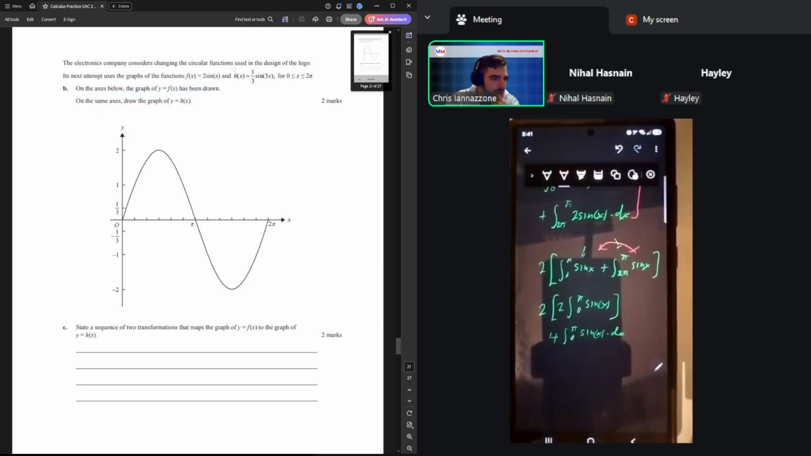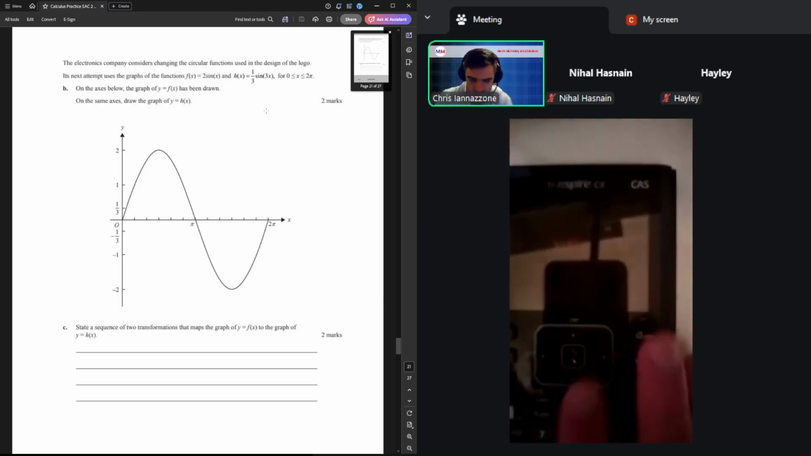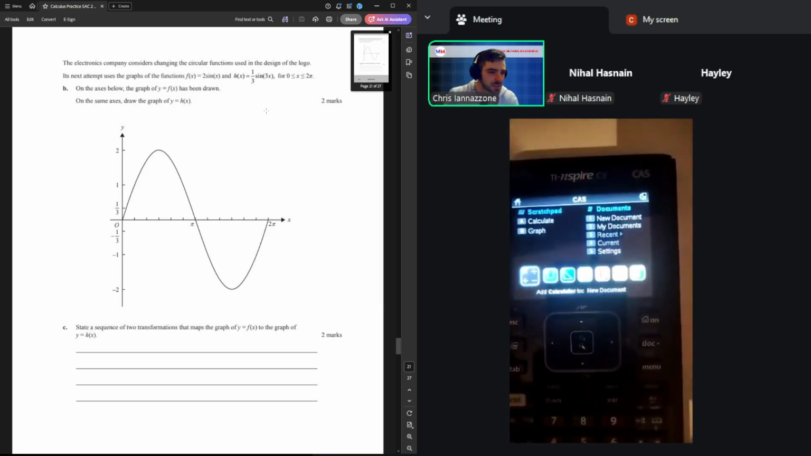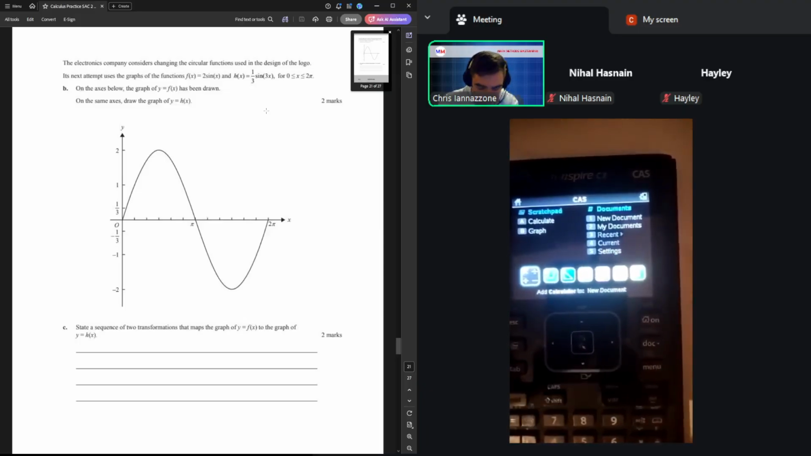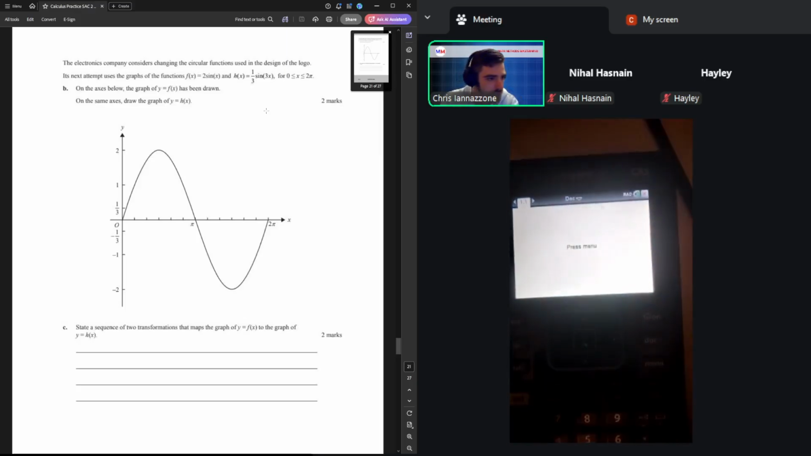Draw h, yeah, whatever. I'll just get a sequence of graphs going on the CAS so we can compare them without even really thinking too hard. We can see the dilation factor is different and the period's going to be different. So the h of x should be a smaller graph and should be faster.